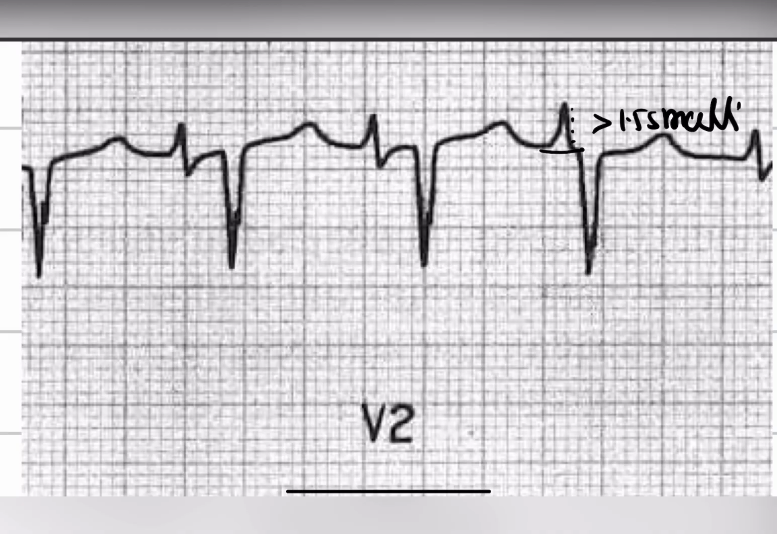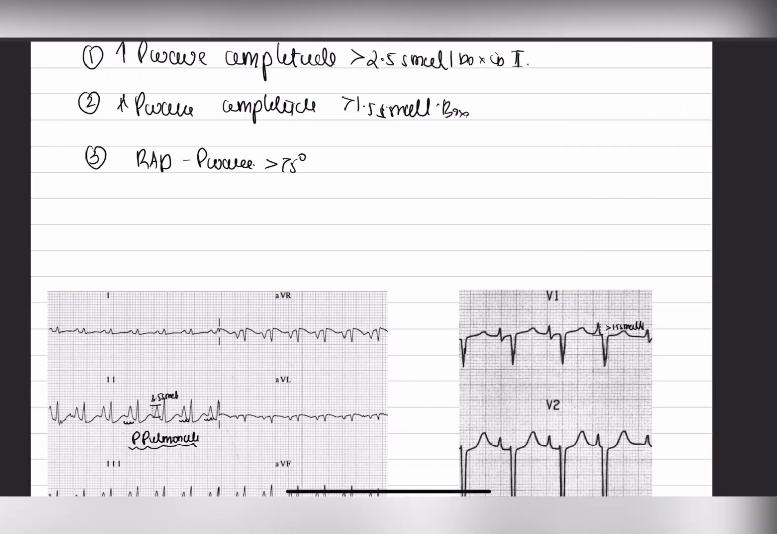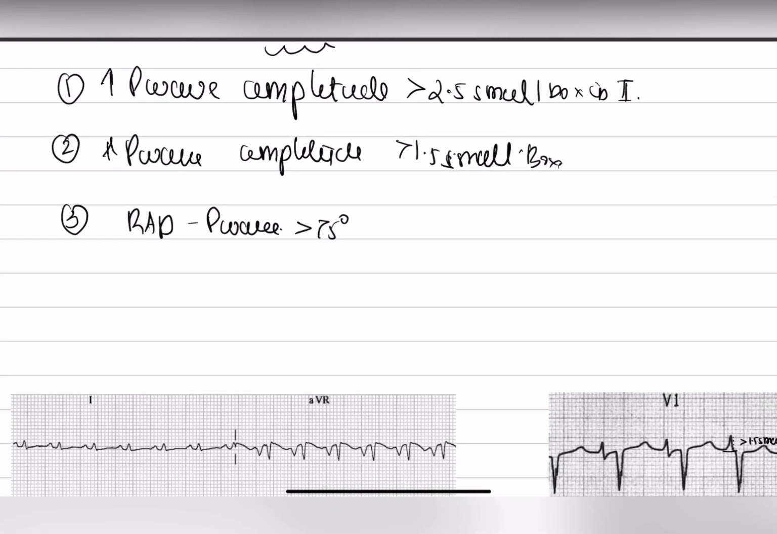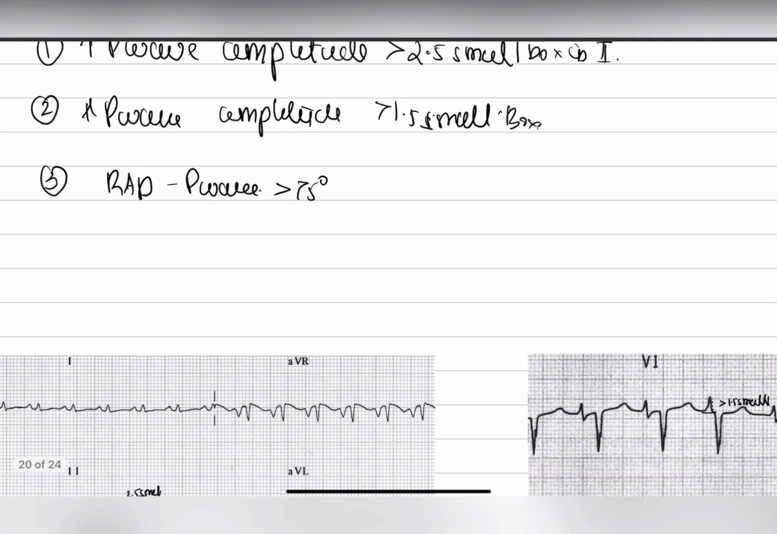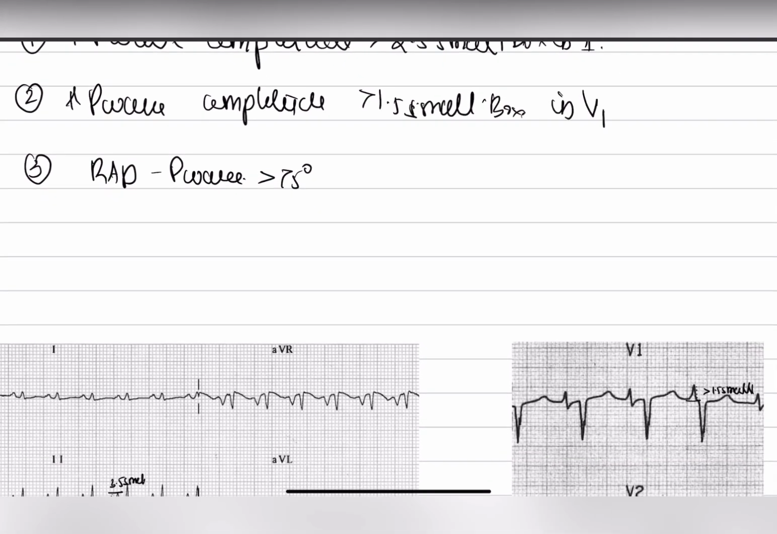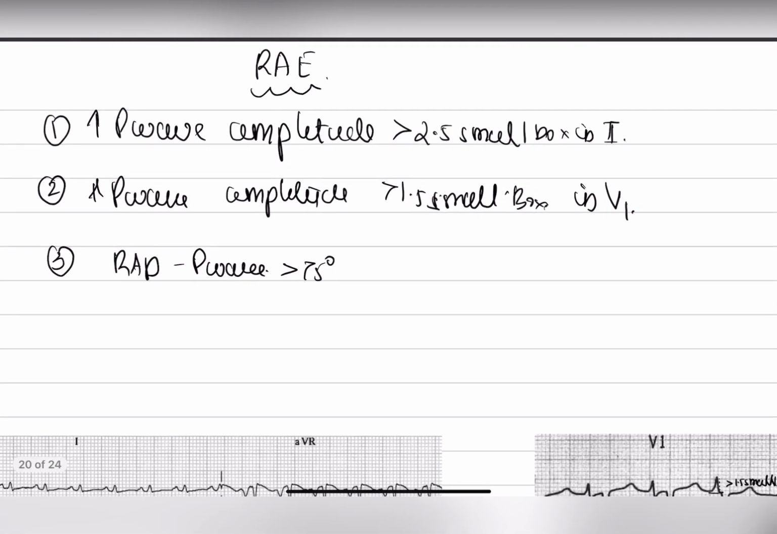So these three findings: if the P wave amplitude is more than 2.5 small boxes in lead 2, or the P wave amplitude is more than 1.5 small boxes in lead V1, and if there is right axis deviation of the P wave axis, then you have to think in terms of P pulmonale, right atrial enlargement.